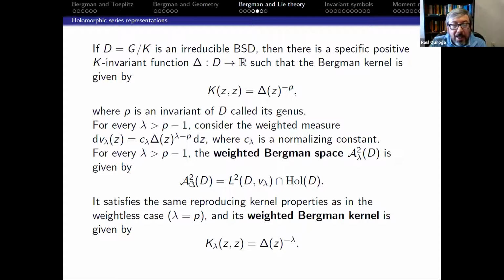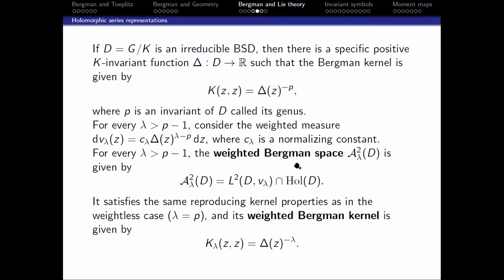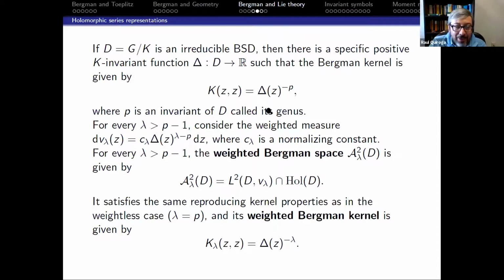Same kind of properties that the weightless Bergman space had. It is still a reproducing kernel Hilbert space, and there is a corresponding weighted Bergman kernel, which is given by this expression, and you can compare both of these. With lambda equals P, you have the weightless case. So you have a whole collection of Bergman spaces.